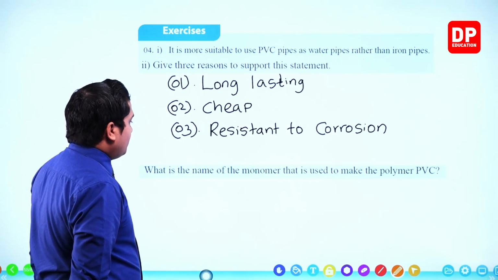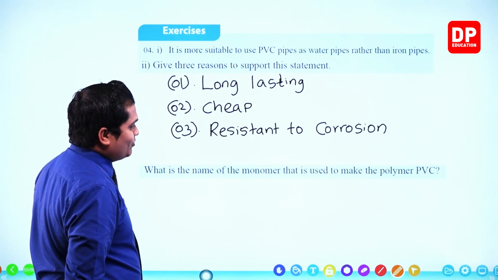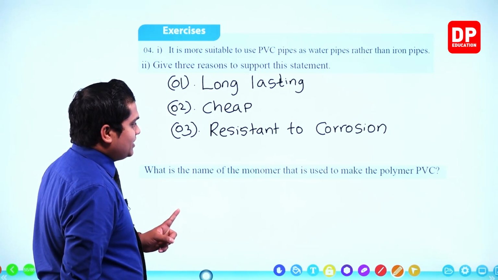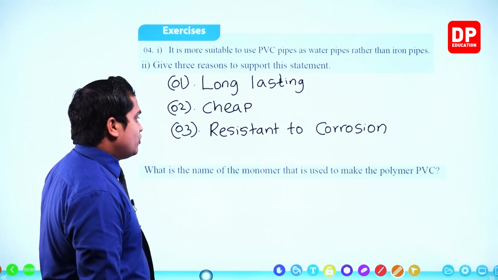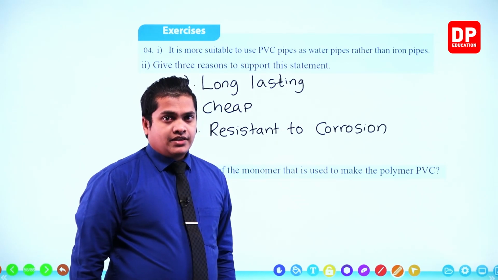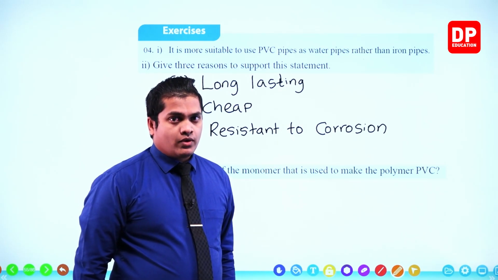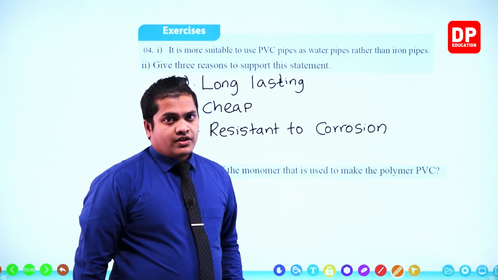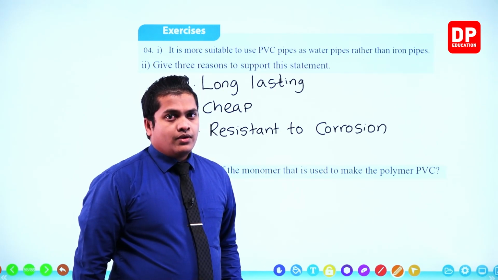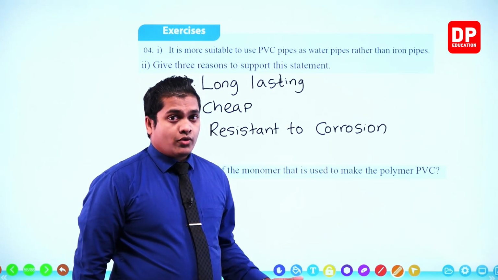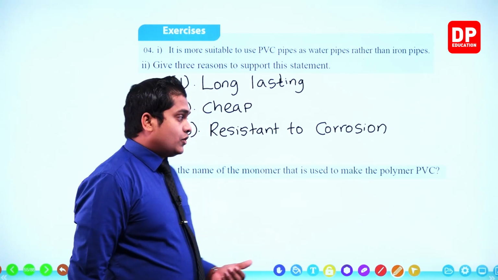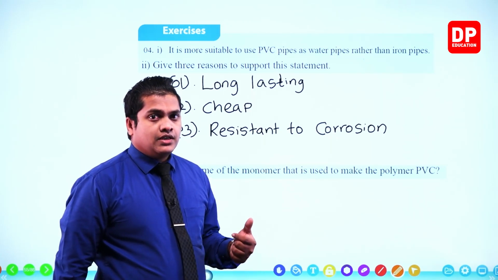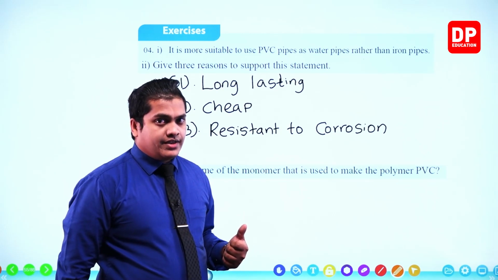Next one, what is the name of the monomer that is used to make the polymer PVC? So we know that PVC is created by the use of polyvinyl chloride. Polyvinyl chloride is the monomer which is being used. So this monomer is also referred to as polychloroethene. Okay, not polychloroethene, chloroethene, right? Chloroethene is the one. So, polychloroethene is the polymer, my dear children. Chloroethene is the monomer which is used to create the PVC.